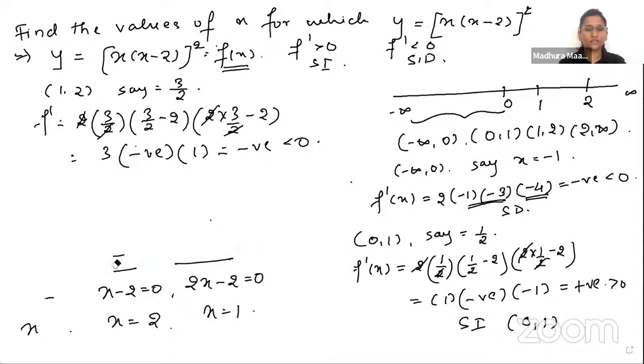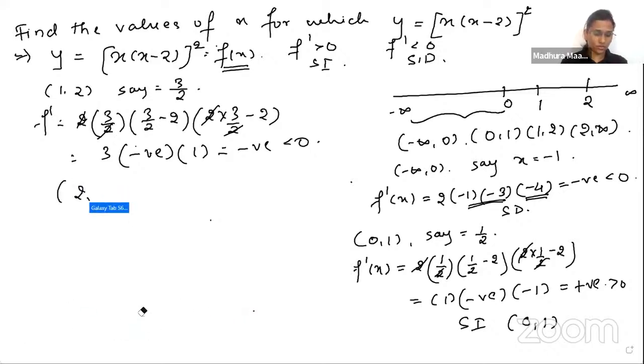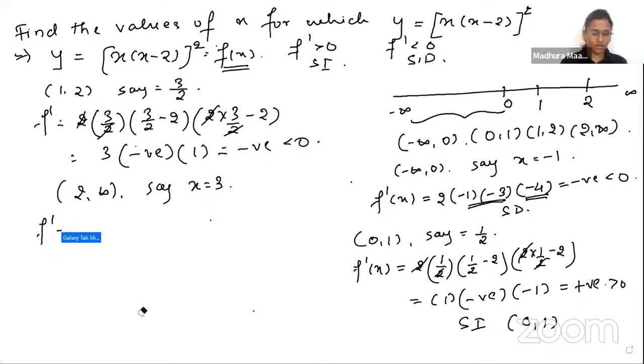Next, what is the last interval? 2 to infinity. Take any value from 2 to infinity. Now shall I take 3 here? Yes, ma'am. X equals 3. So what does f dash become? 2 into x into x minus 2. X minus 2 means 3 minus 2.